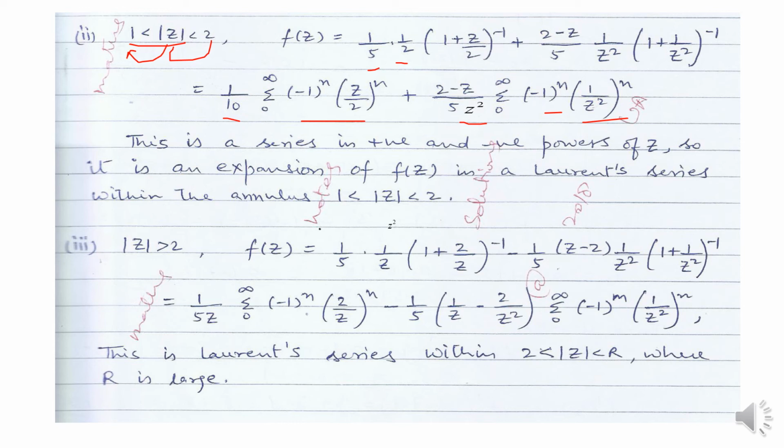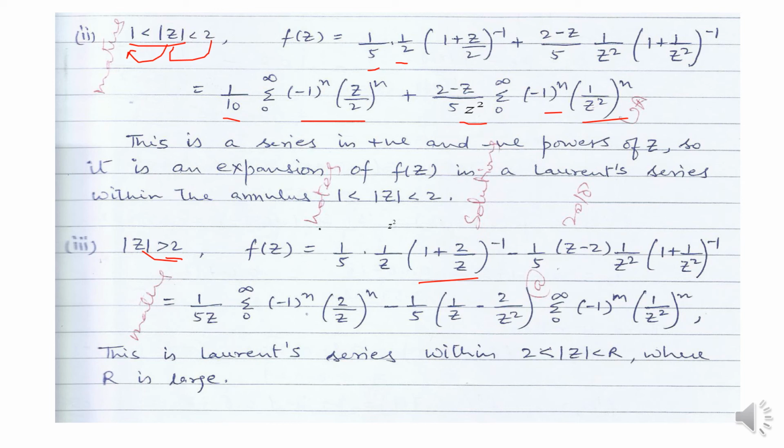Now let's take the third case, |z| > 2. So to apply binomial, we need to have 2/z less than 1. So when we take this, 2/z is less than 1. So we will use that. So f(z) is equal to 1/5, we took z outside common, so 1/z (1 + 2/z)^(-1).